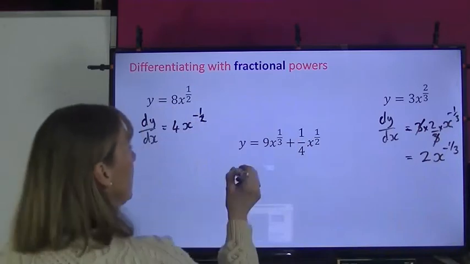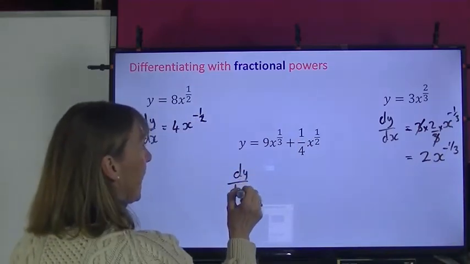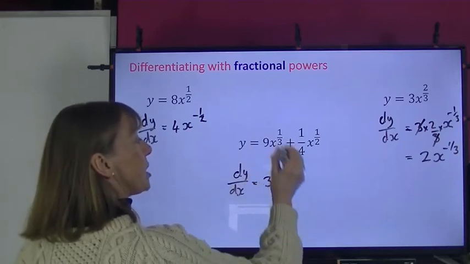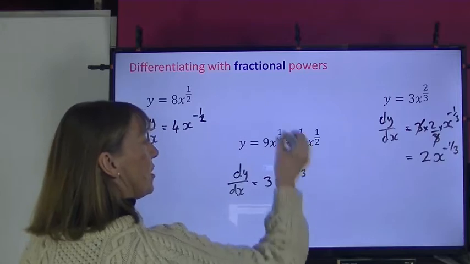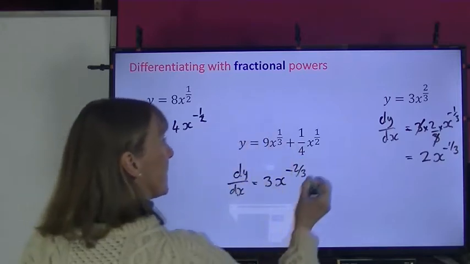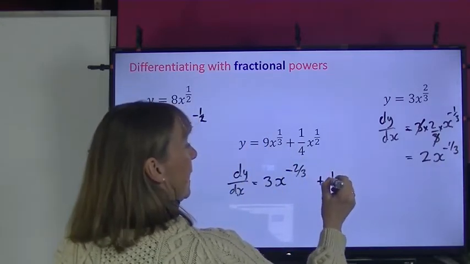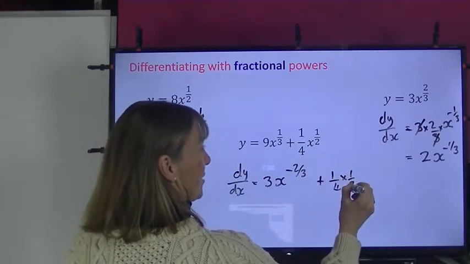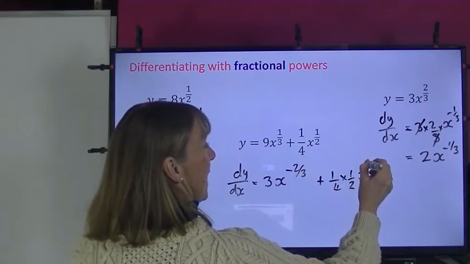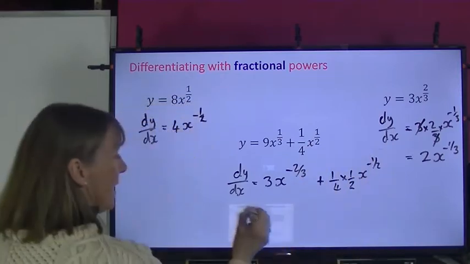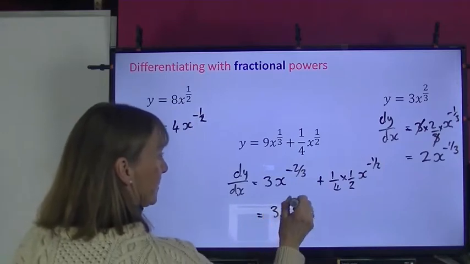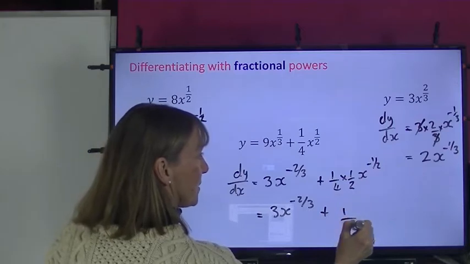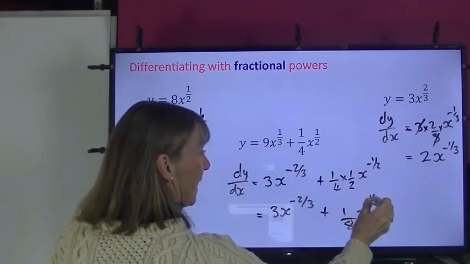Right, this one, we get dy by dx equals 1/3 times 9 is 3x to the minus 2/3. I subtract 1 from a third. Plus, here, I've got to multiply a half by another fraction. This is going to be x to the minus a half. And tidy that up: 3x to the minus 2/3, plus, multiply the tops, multiply the bottoms, x to the minus a half.